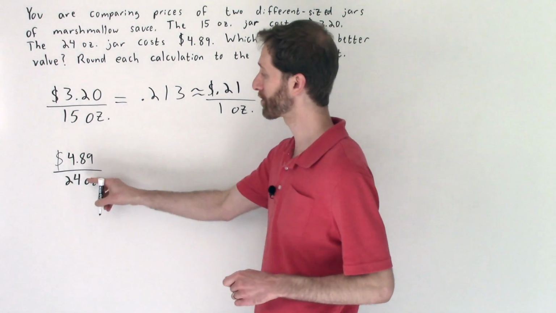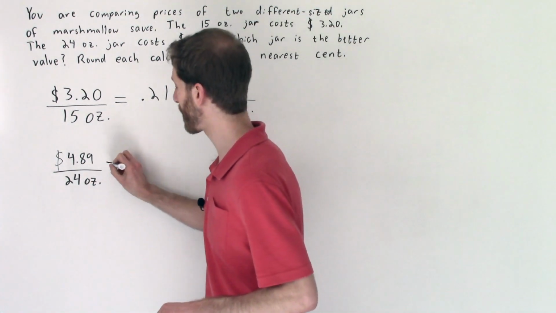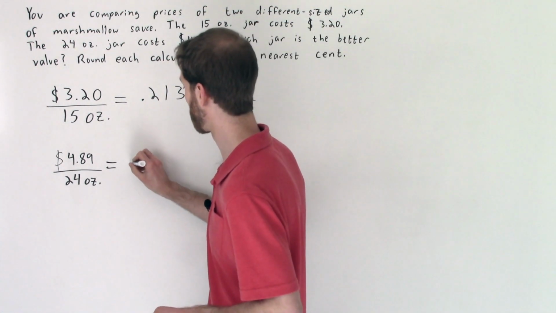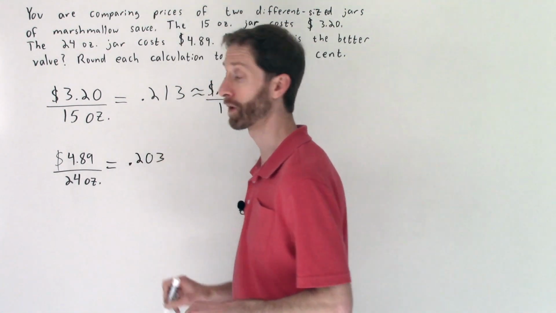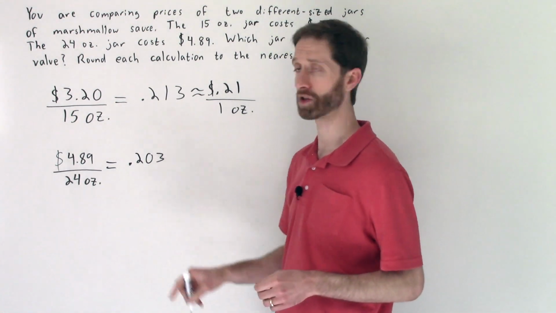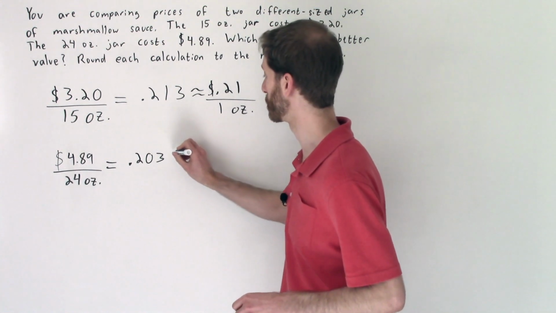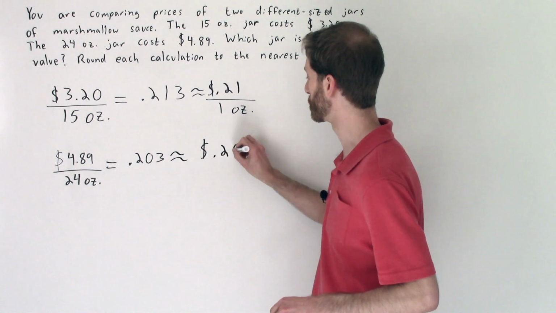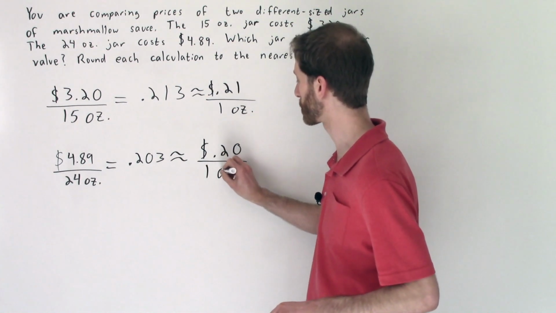Anyway, we've got the dollars per the ounces. When we divide that in a calculator, we're going to get the answer of 0.203. So what the heck does that mean? Well, that means that when we round to the nearest cent, we've got a 3 here, so that's going to be 20 cents or $0.20. So 20 cents can be written this way, $0.20 per 1 ounce.